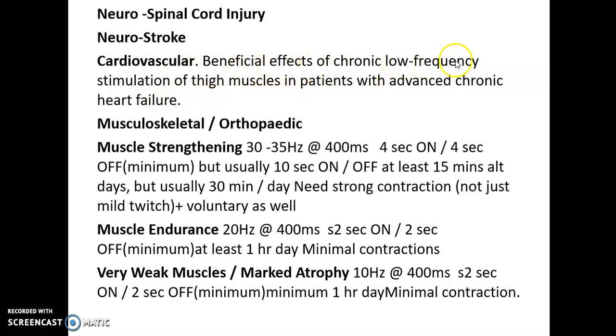Beneficial effects of chronic low frequency stimulation of thigh muscles in patients with advanced chronic heart failure. So people with advanced chronic heart failure, there is a history of possible heart failure. Benefits of chronic low frequency stimulation for thigh muscles has been understood. All kinds of musculoskeletal and orthopedic conditions wherever you need muscle strengthening, except that electrotherapy is not a contraindication.